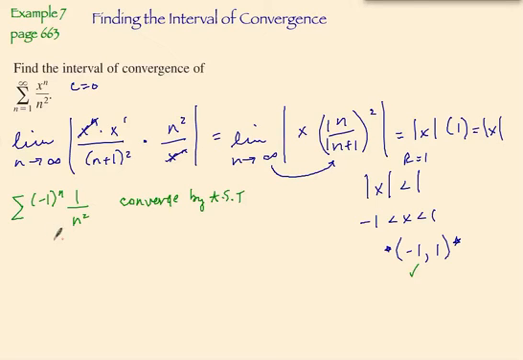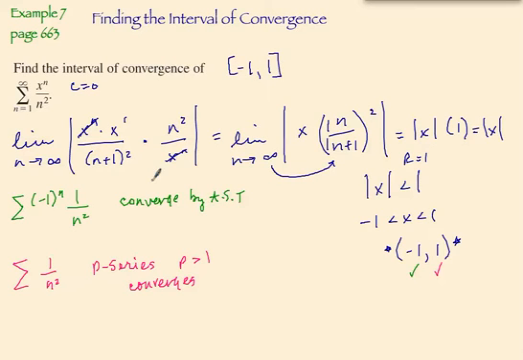Now we need to check for the other endpoint. Let's take 1 and plug it back into our original series. 1 to the n power, of course, is just 1 over n squared. Now this is a p-series. A p-series where p is greater than 1 converges by the p-series test. So what you have shown is that 1 is also going to be in the interval of convergence. Therefore, your interval of convergence for this series is -1, 1.